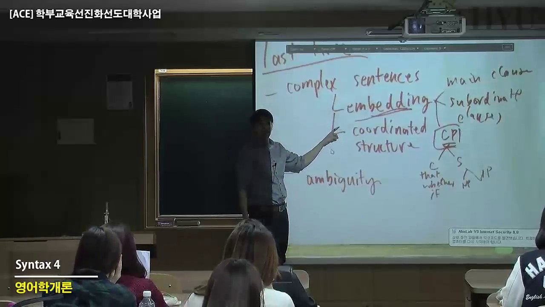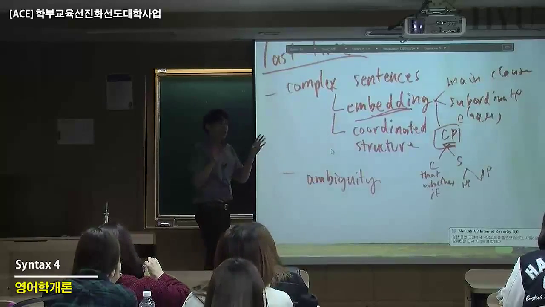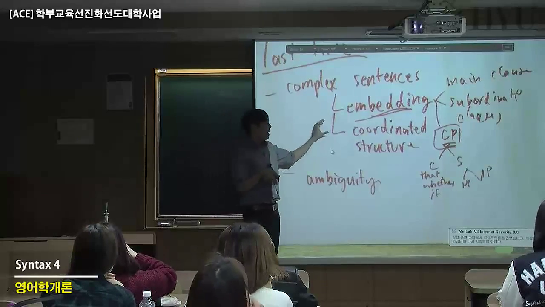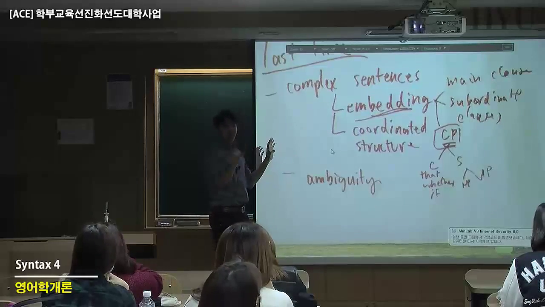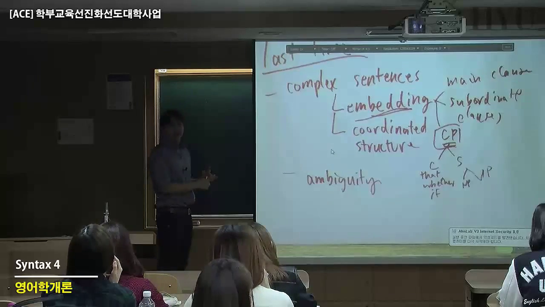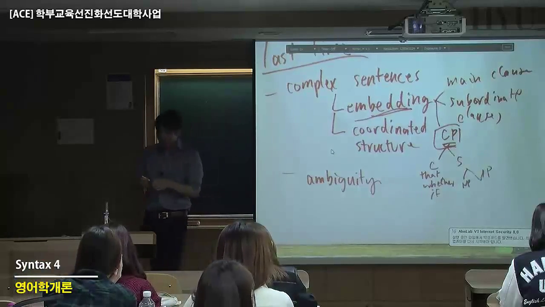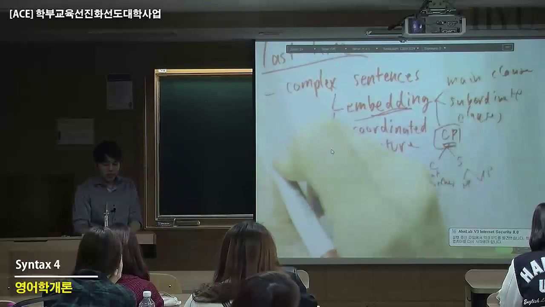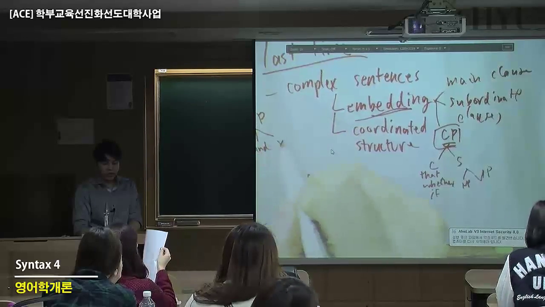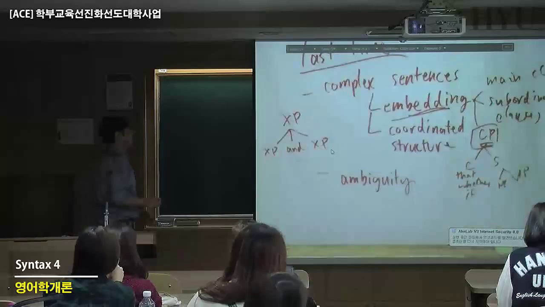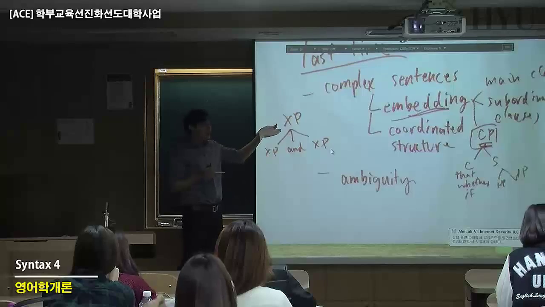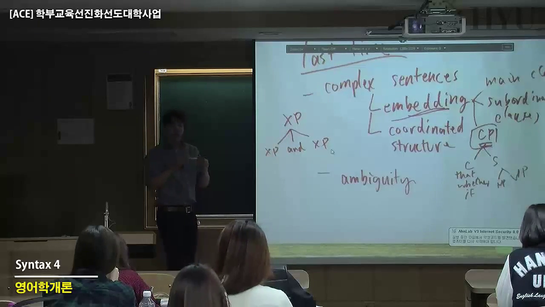And we also talked about coordinated structures, where you join two syntactic structures of the same category. If you join an NP, you have to join that NP with another NP using a conjunction like and, or, but, and so on. So for a coordinated structure, you join two XPs together using a conjunction. It could be any type of phrase: an NP, a VP, a word, and so on.